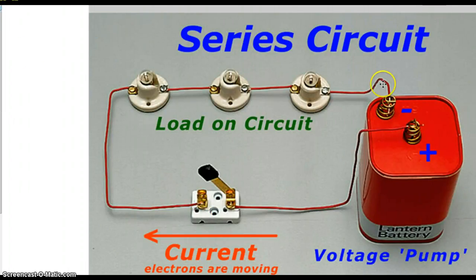So remember that batteries do not make the electricity. They just get the electrons moving. The electrons are already in the wires, already in the light bulbs. Your power source just gets them moving.